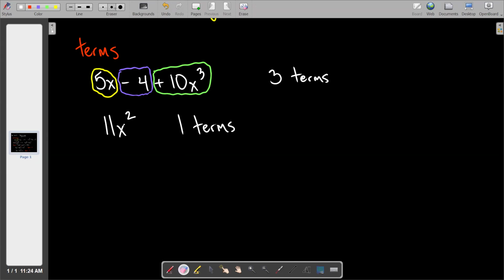Why did I put 1 terms? God, let's get rid of that. There we go. Holy English, Batman.